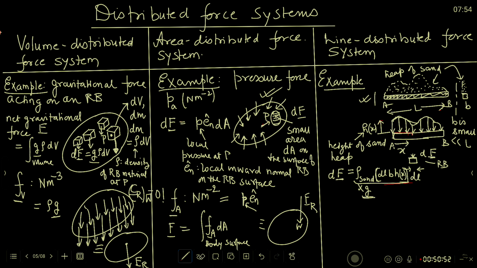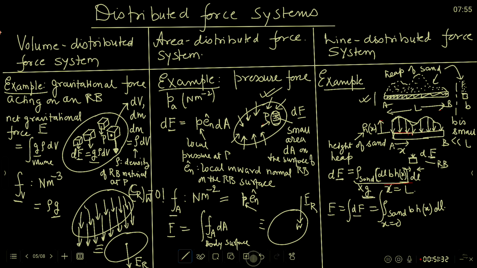Let me put this as x. Alright. If you want to get the net force acting on the RB, you will have to integrate it. And that would be rho sand bhx times dl integrated along the length from x equals 0 to x equals L. This will give you this full force.